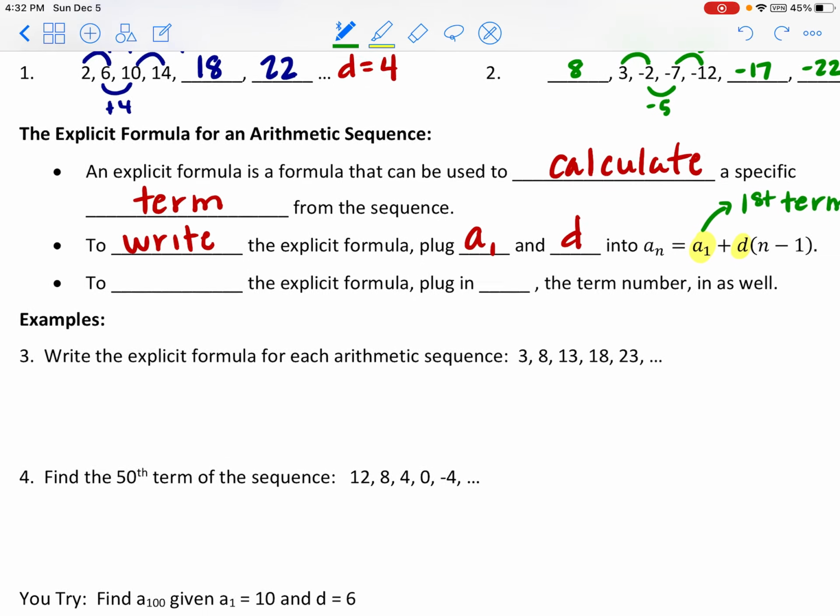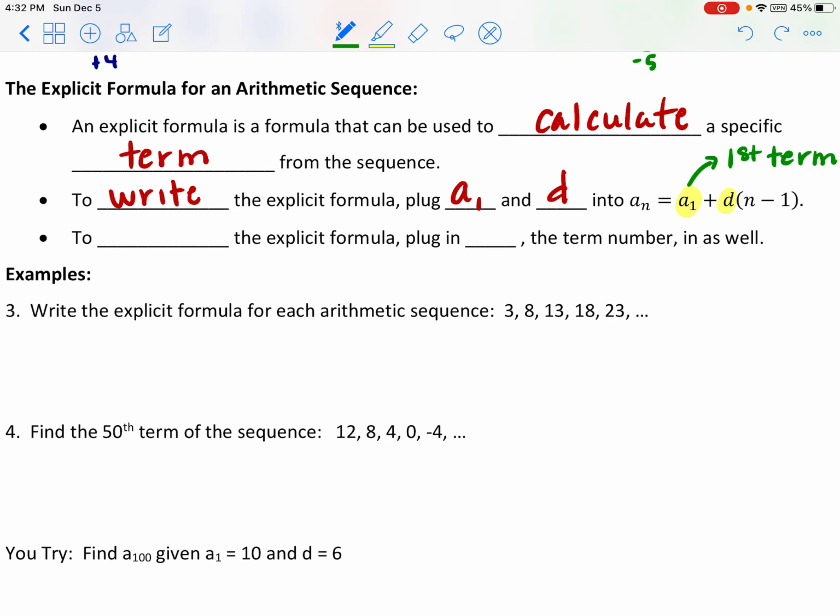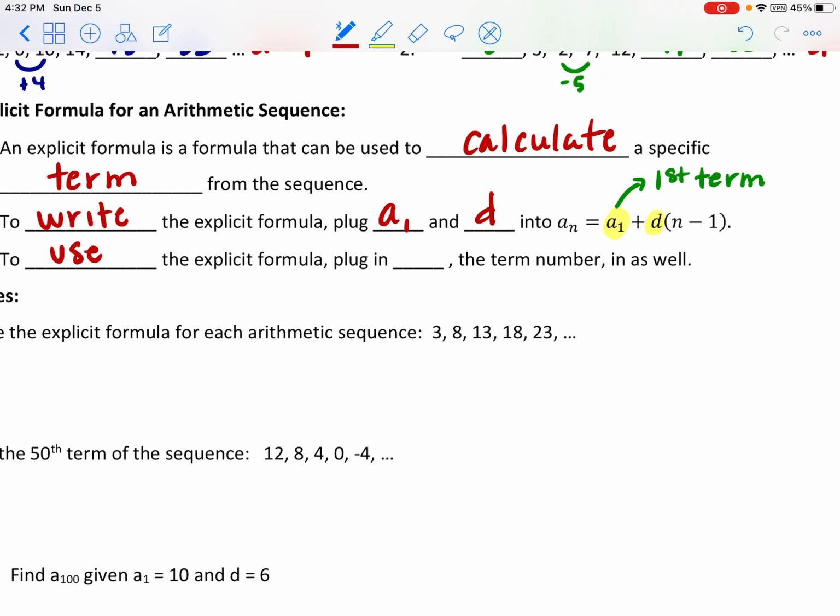And if we plug those two items in, again, we will be able to write our explicit formula. Now, the purpose of the explicit formula is to be able to find numbers that are on the list. So if you want to use this formula in order to actually find a term that's on the list, then you're going to plug in a third piece, which would be n, or the term number.